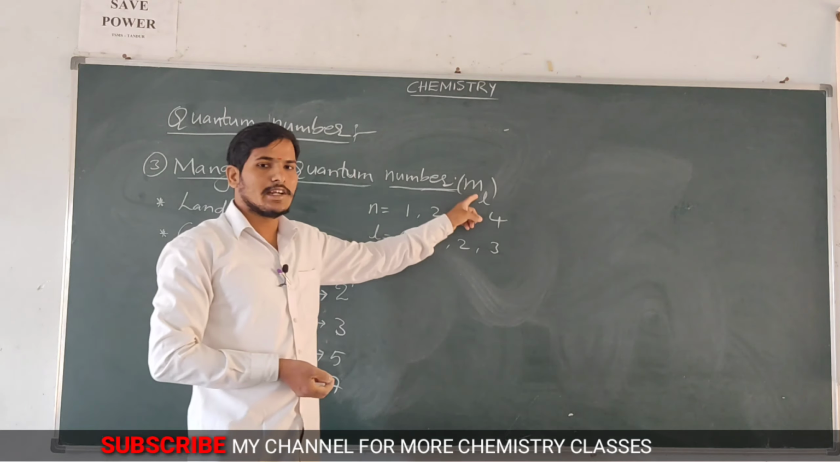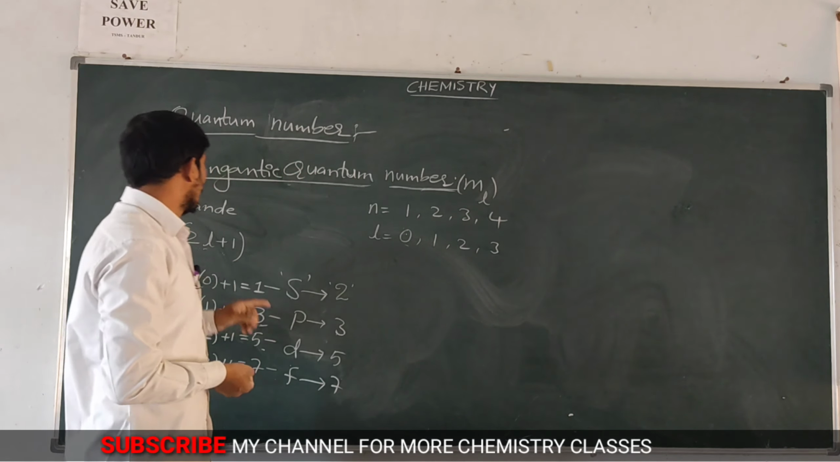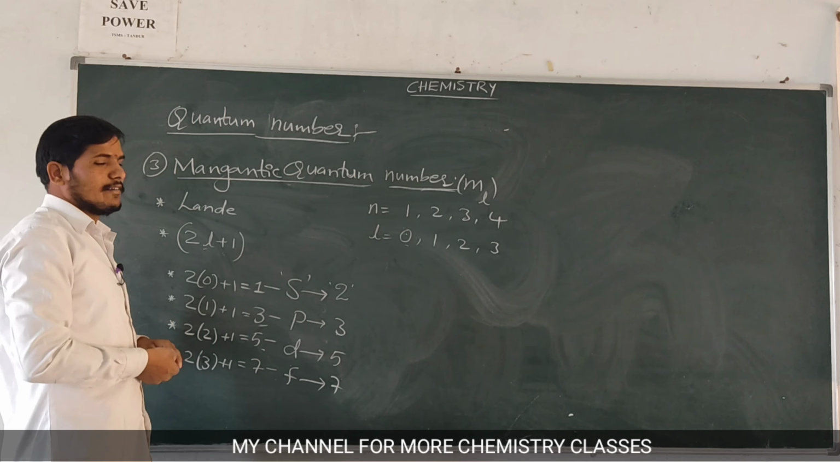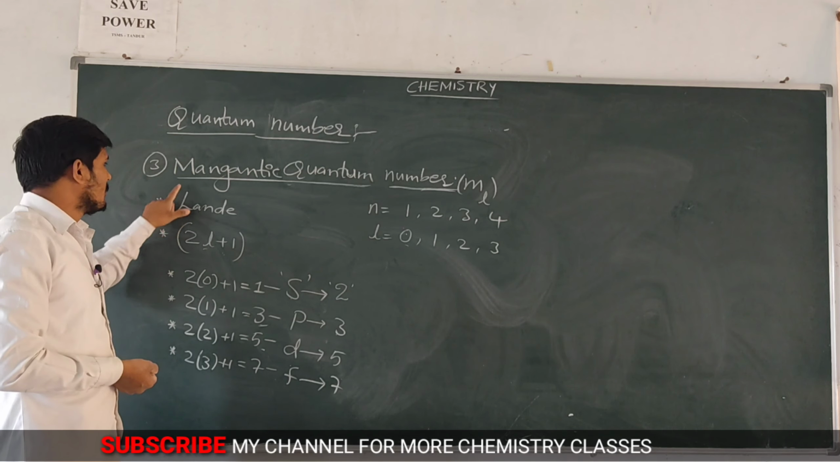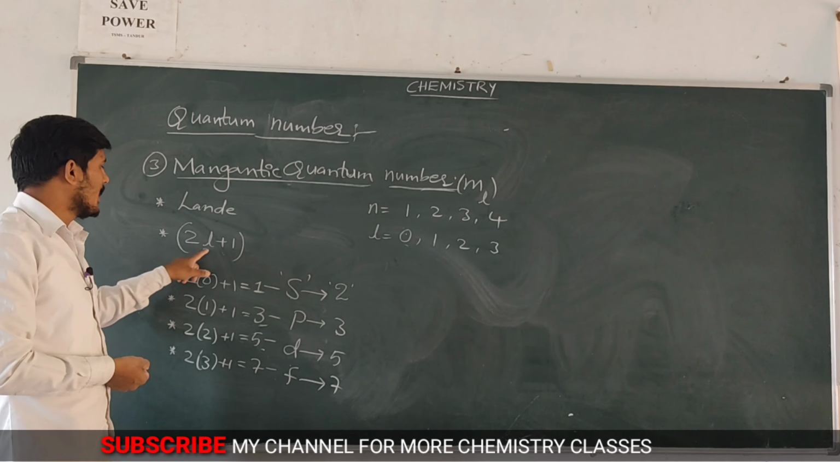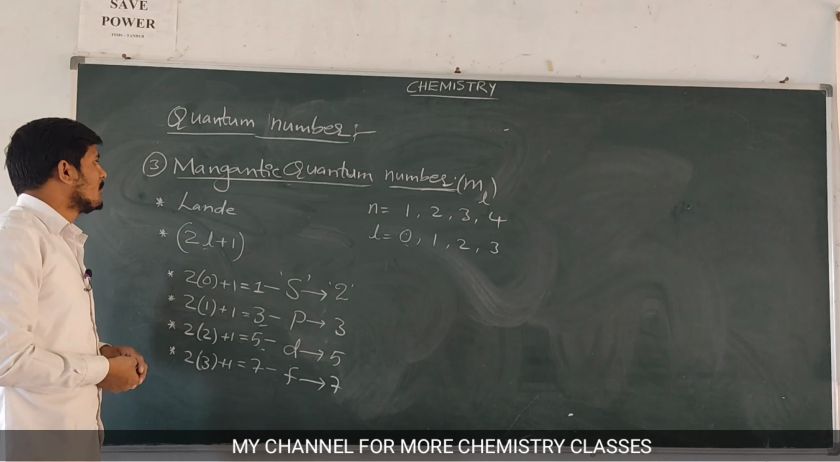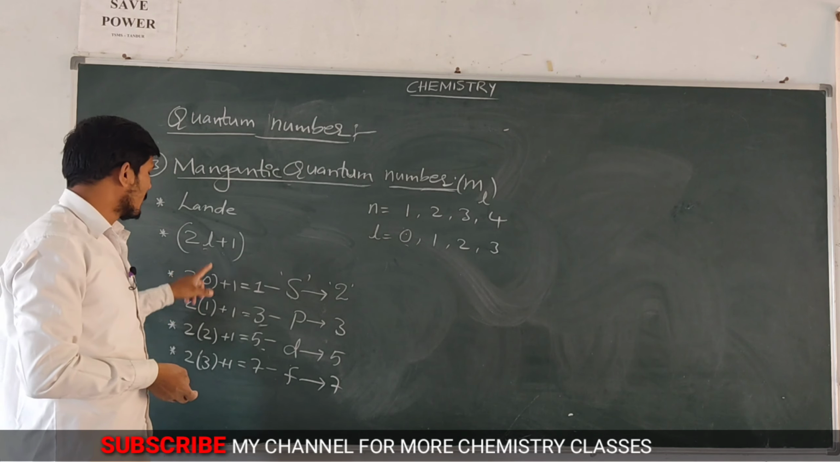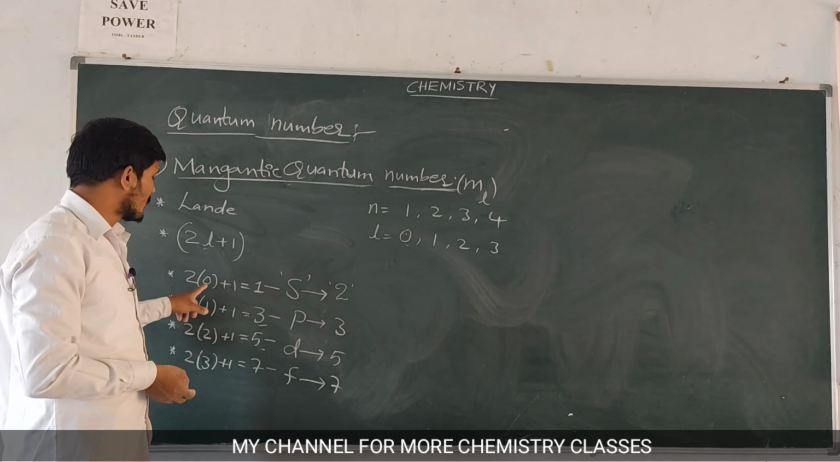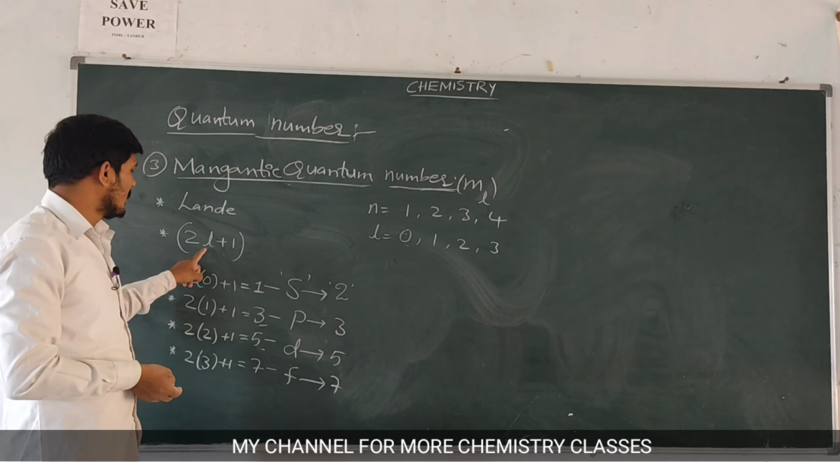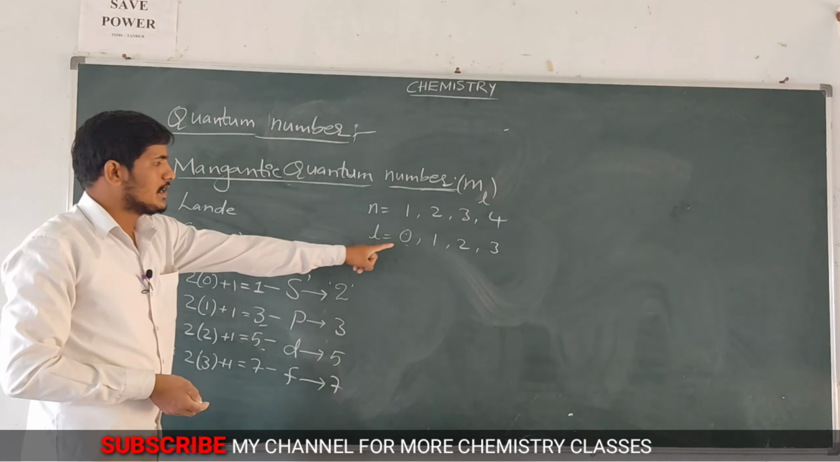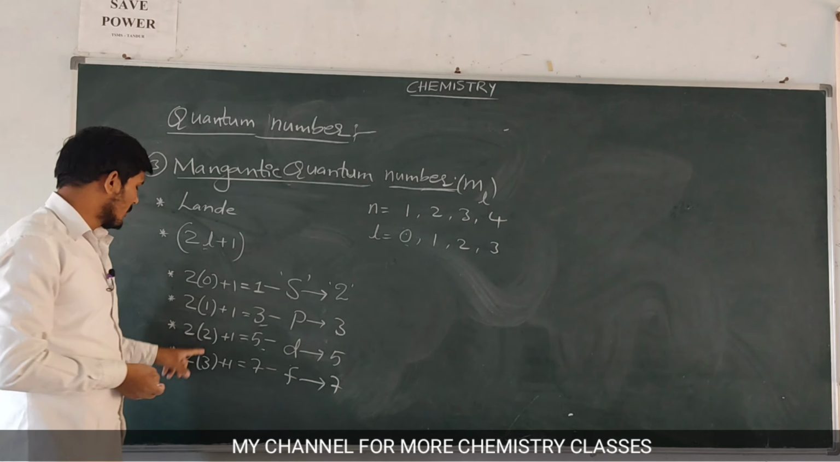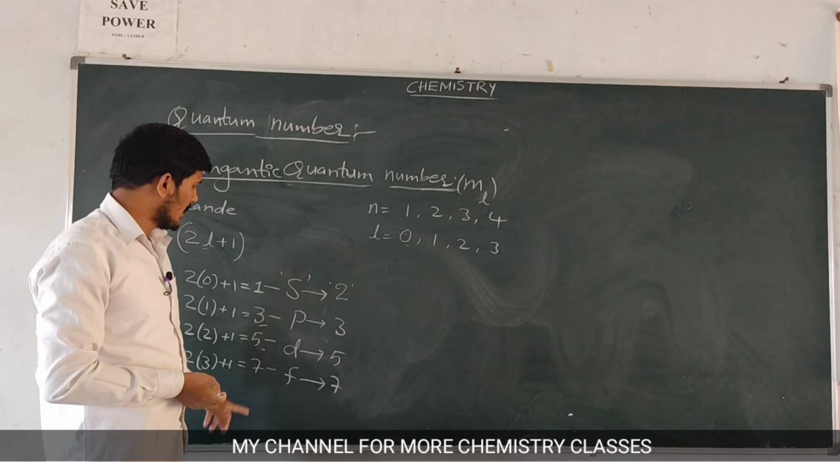It is denoted with ML. It was proposed by Lande. We can find it by using the 2L plus 1 formula for the magnetic quantum numbers in an atom. When we substitute the L values 0, 1, 2, 3, 4, we will get 1, 3, 5, 7.